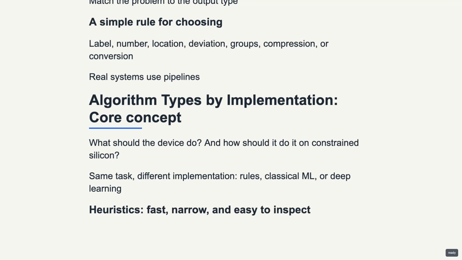Heuristics are the simplest form of edge implementation, and they work best when the problem is narrow and well understood. The advantage is speed and clarity. The risk is that the logic can become fragile when the environment gets more complex.